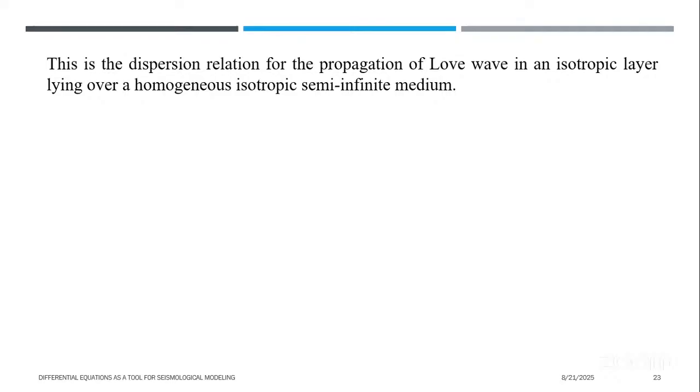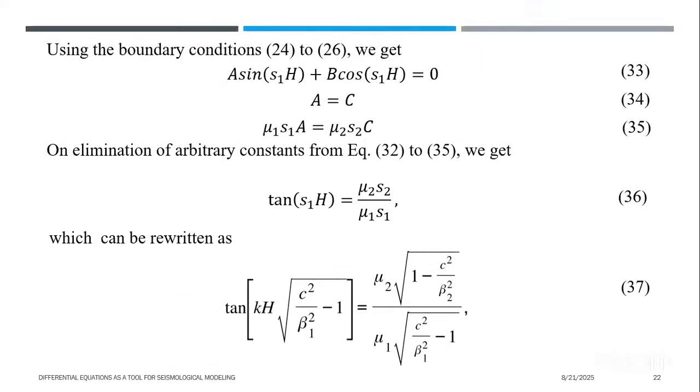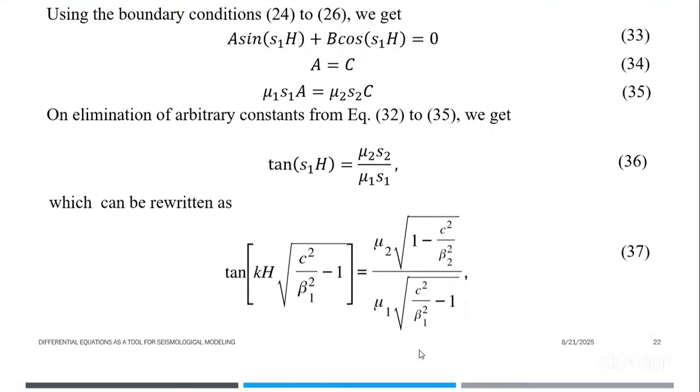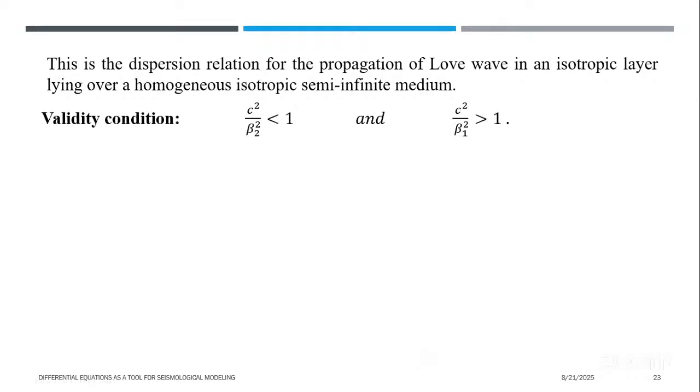Now, it's not always possible for a Love wave to propagate. This is the classical Love wave equation. If you see, for this square root to be positive, there should be some condition. This should be less than 1, and for this to be greater than 1, we finally get a validity condition.